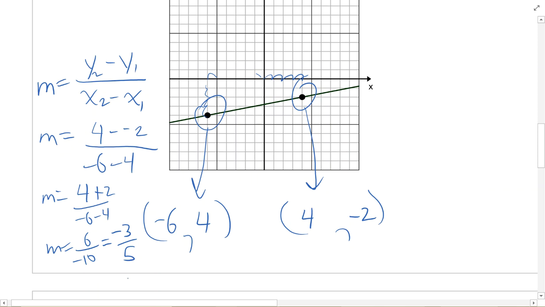How many people got -3/5? Did I screw something up? Got 1. So 4 minus -2 turns into adding 6. And then -6 minus 4 would be -10. Okay, so -6 minus 4. So it's plus 4. So that should be -2 on the bottom. And then it's just -3, is that correct? No? What'd you guys get?